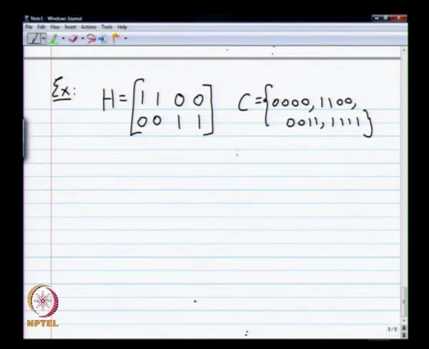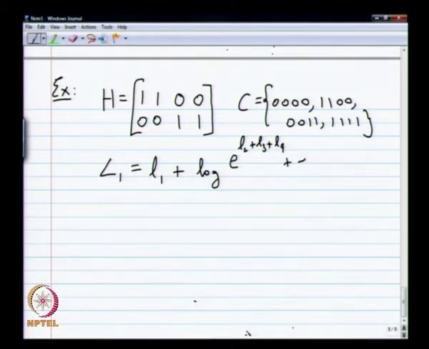So if you compute L1 directly, what do you get? Capital L1. You would get small l1 plus log of (e to the power L2 plus L3 plus L4, plus e to the power L2) divided by (e to the power L3 plus L4, plus 1). Is that okay?